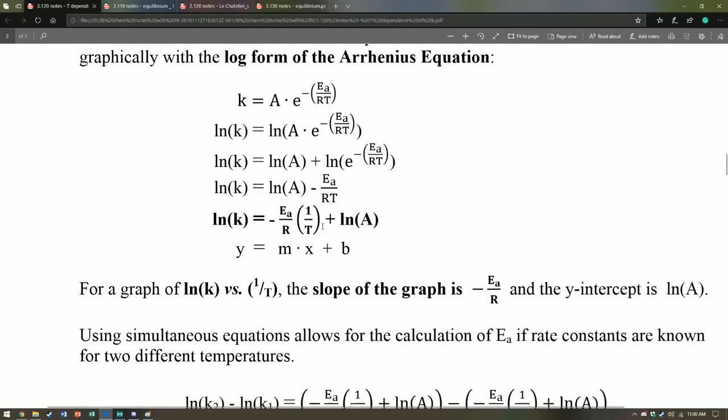And so if we were to graph this, the slope would be minus Ea over R, and the y-intercept would be ln A.